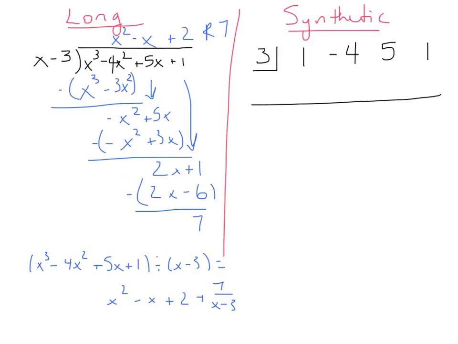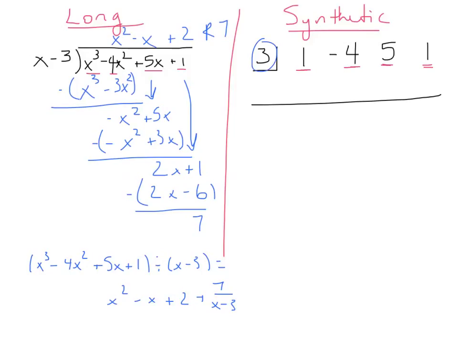Now over to the right, I've set up the same problem with synthetic division. Now first we'll talk about where these four numbers come from. These are the four coefficients of the polynomial right here. So there's a 1, which is the coefficient of the x cubed, -4 is the coefficient of the x squared, 5 is the coefficient of the x, and 1 is our constant.